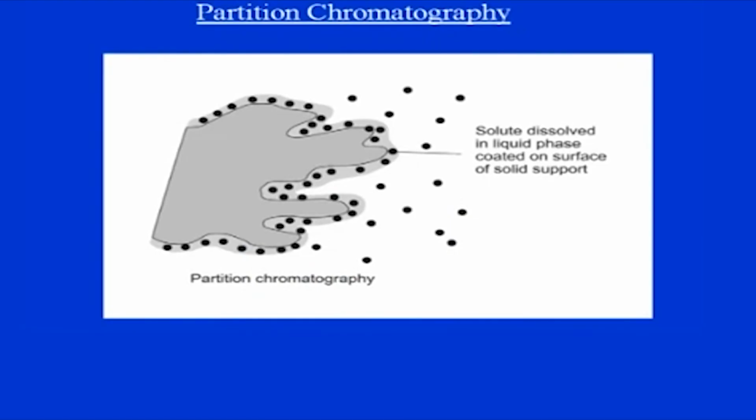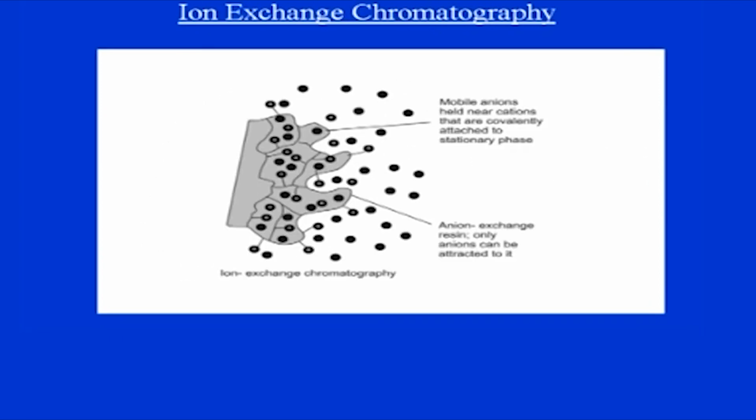Next is partition chromatography. This form of chromatography is based on a thin film. You can see here a thin film formed on the surface of the solid support by a liquid stationary phase, and the solute equilibrates between the mobile phase and the stationary phase. So, you can see here the solute is dissolved in a liquid phase coated on the surface, and the mobile phase passes on, and this becomes the basis of, for example, reversed phase chromatography and other systems.